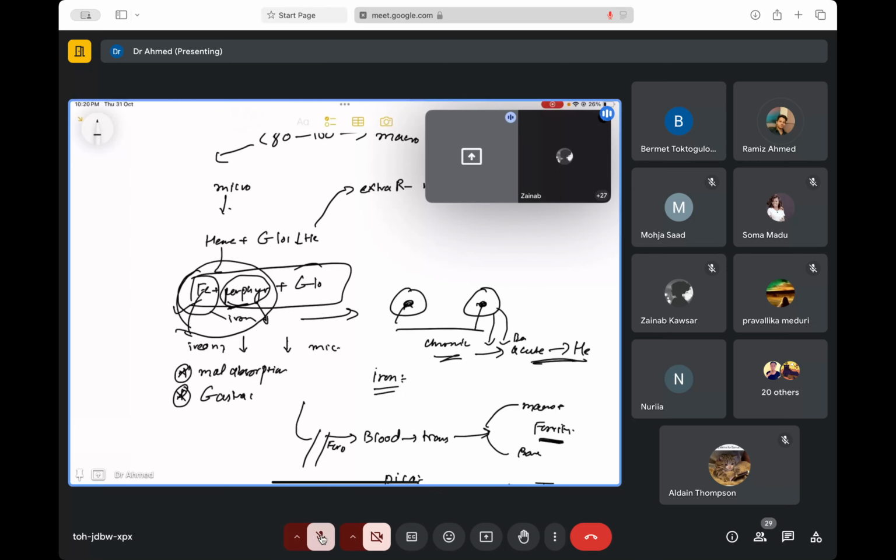Now we are left with globins. You also need globin for production of hemoglobin. Simple.